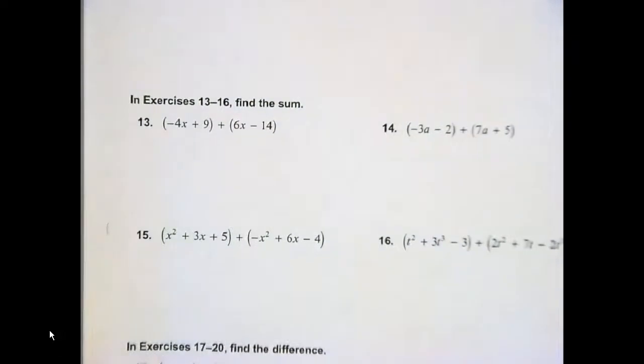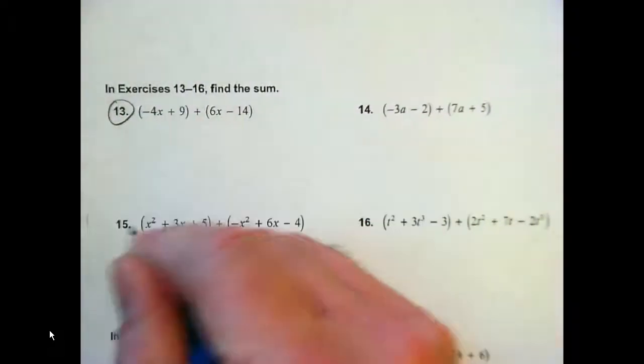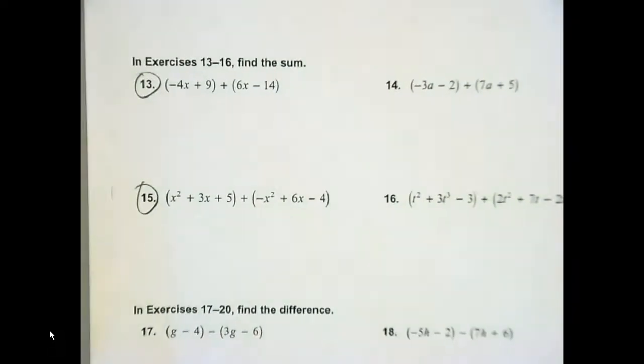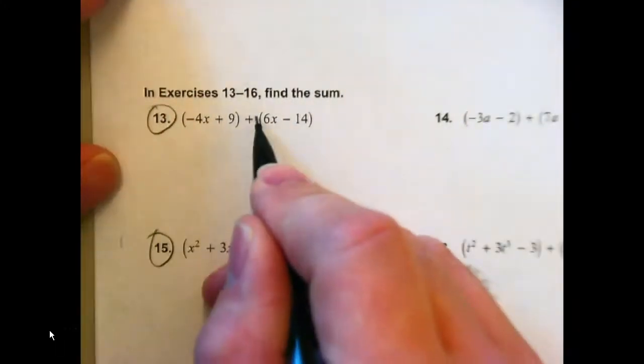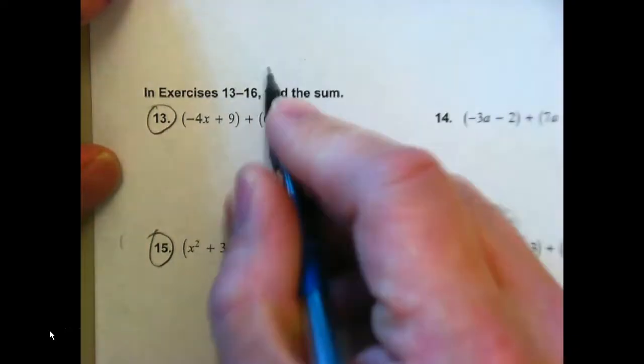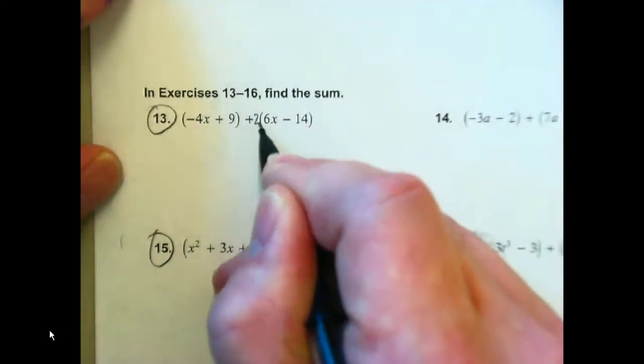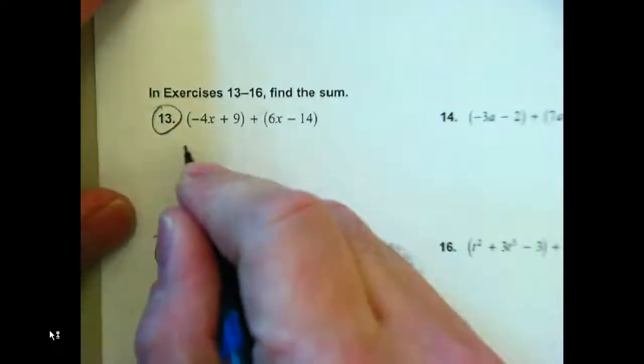Okay, I want you to try 13 and 15, please. Number 13 and 15. Okay, so when we're adding up, we're just adding our like terms. Okay, so here the parentheses don't mean anything because there's nothing outside of them. If you had, say, like a 2 out here, you'd have to distribute that in. However, they don't show the 2. There's nothing out there, so we can drop the parentheses.